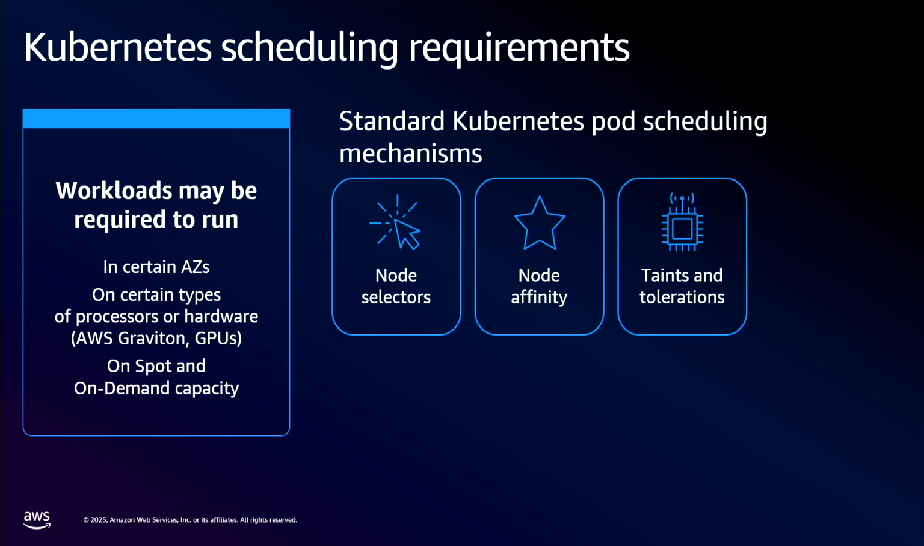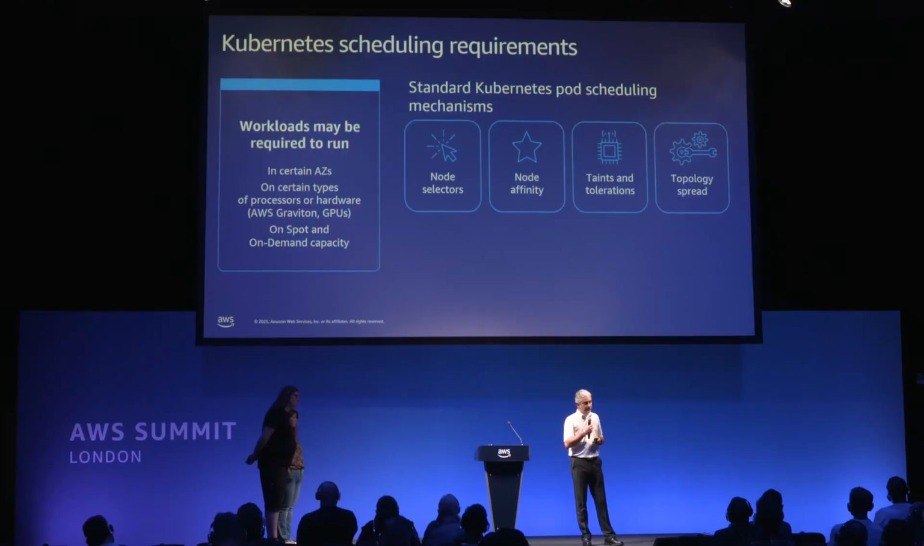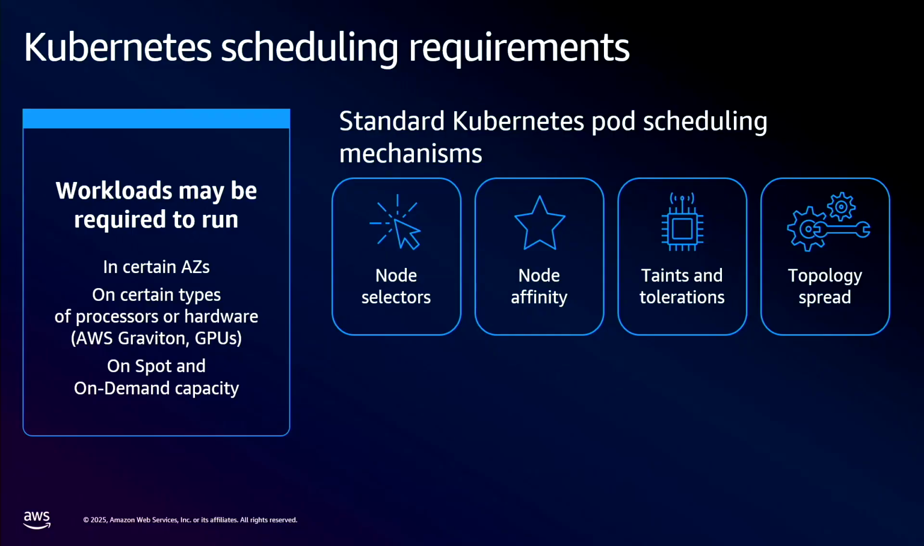Taints and tolerations work the opposite of node affinity. Think of this as a way for you to specify where your workload should not run, on a specific hardware, like for example, let's say spot instances. Last but not least, topology spread. This is the one that helps you with ensuring that your workload is running across all the available EKS nodes in different availability zones, like in the previous example that I showed you.